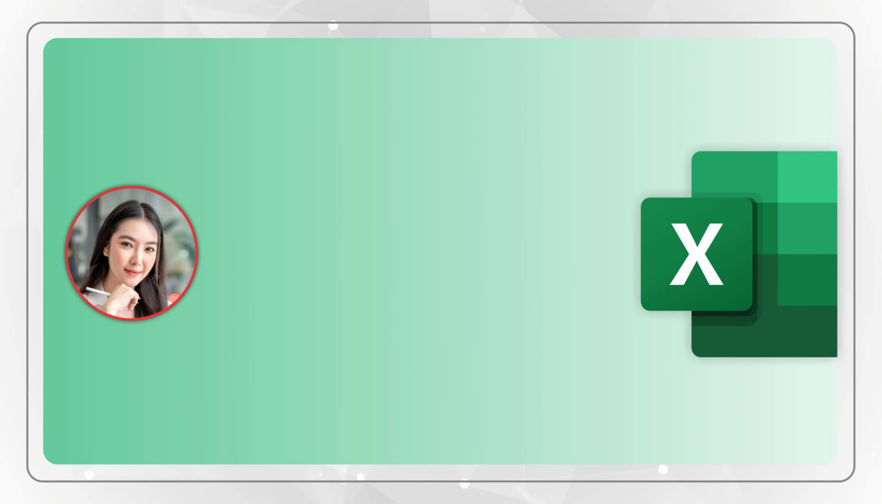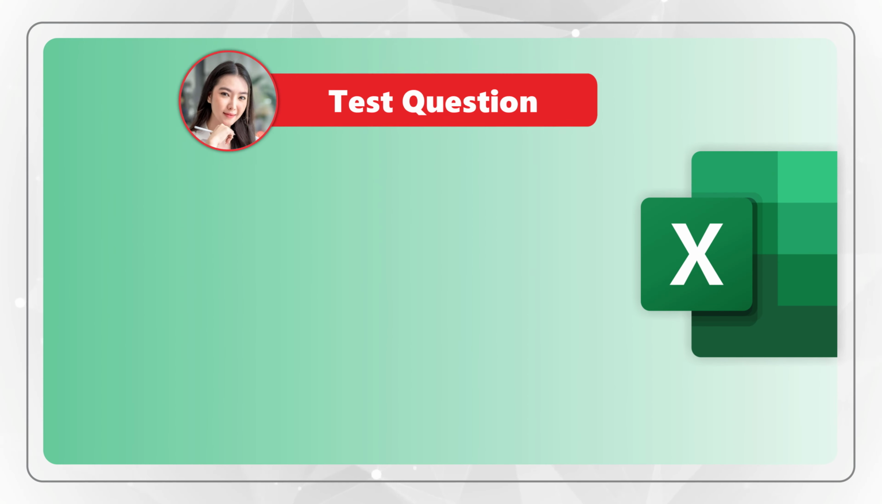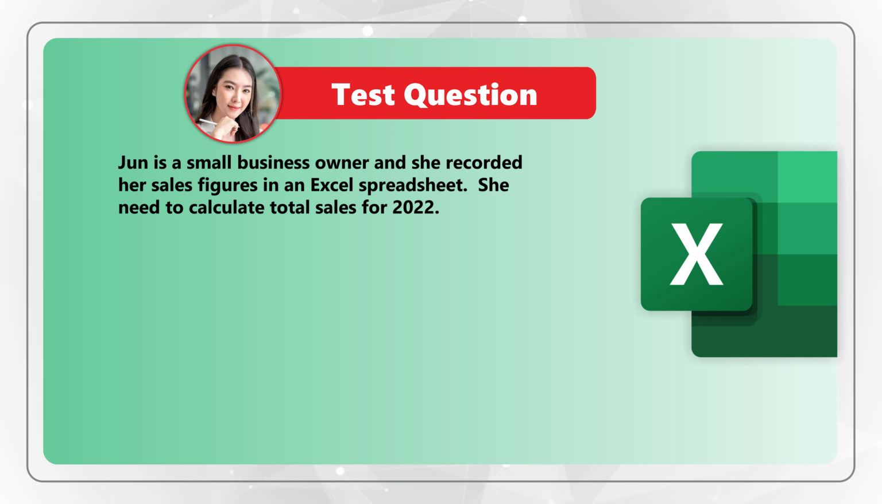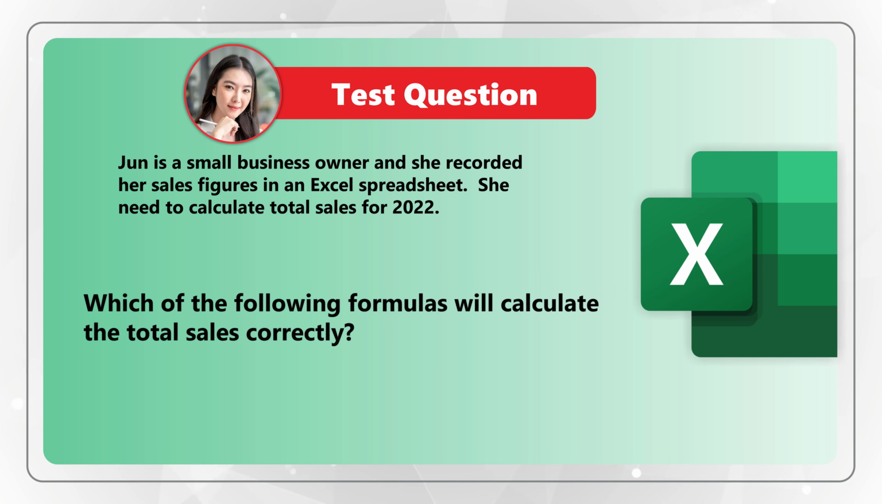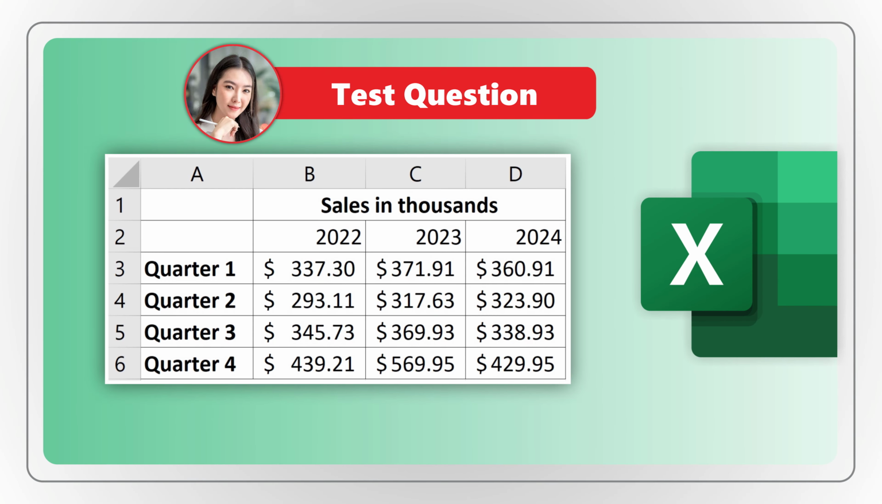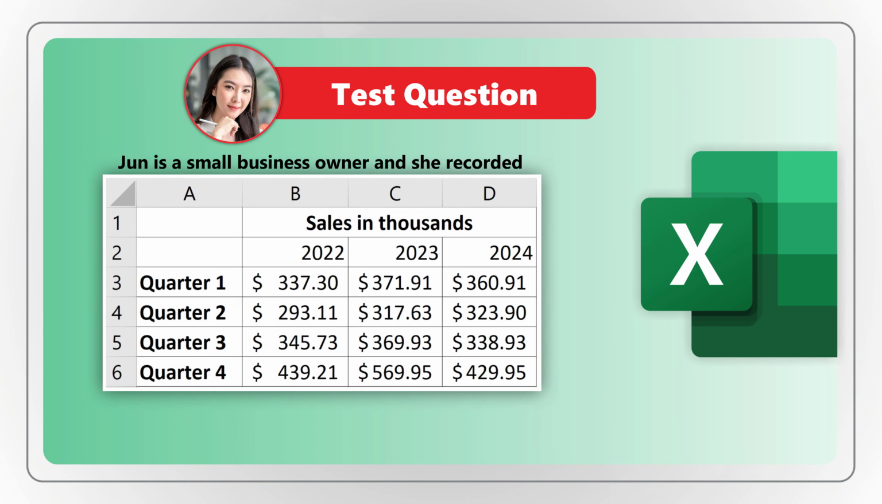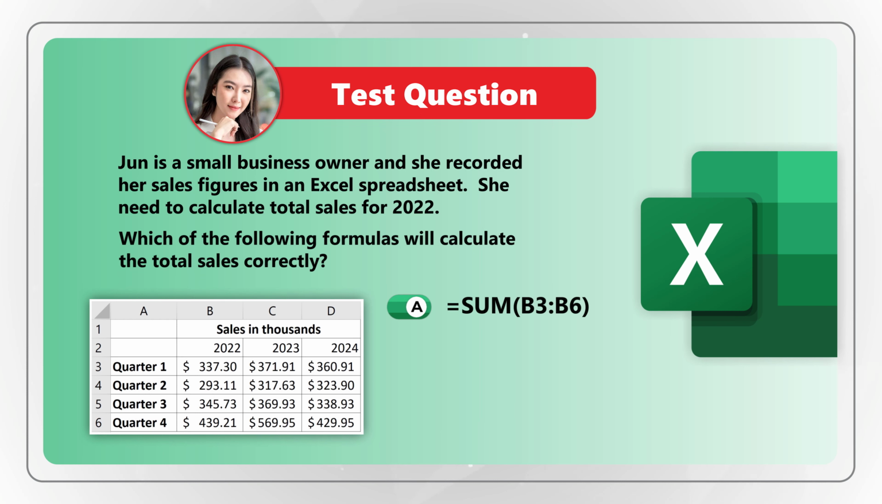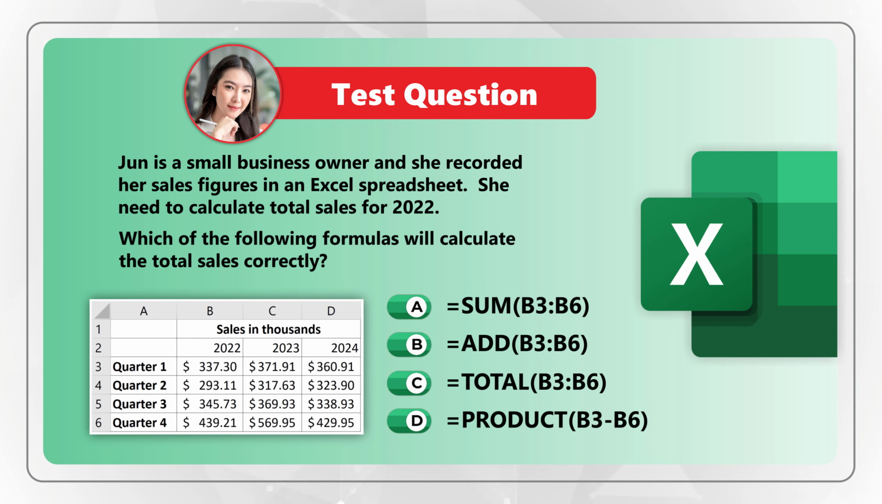June is a small business owner, and she recorded her sales figures in an Excel spreadsheet. She needs to calculate total sales for 2022. Which of the following formulas will calculate the sales correctly? You're presented with the dataset and 4 different choices. The formulas are SUM, ADD, TOTAL, and PRODUCT, and they point to the range B3 through B6. Take a close look to see if you can answer the business question.